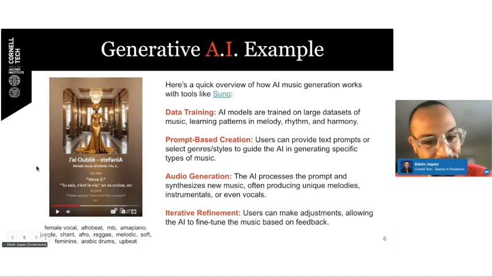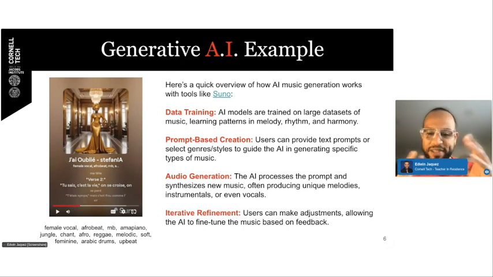So I do not speak French. And if you notice, this song is in French. I first wrote it in Spanish with the help of ChatGPT, and then I sort of had it translate, and then I tweaked it so that some of the chorus could rhyme, and then I had some of my French-speaking friends read it before I had the AI prompt it. And so the prompts that I gave it were female vocal, Afrobeat, R&B, amapiano, jungle, chant, Afro, reggae, melodic, soft, feminine, Arabic drums, and upbeat. And that's what it gave me.